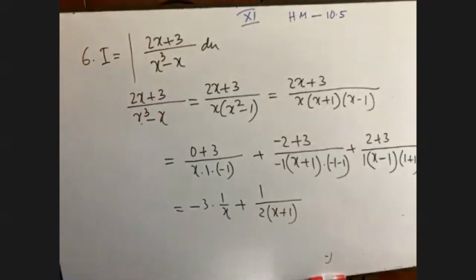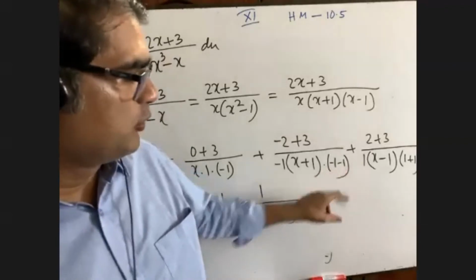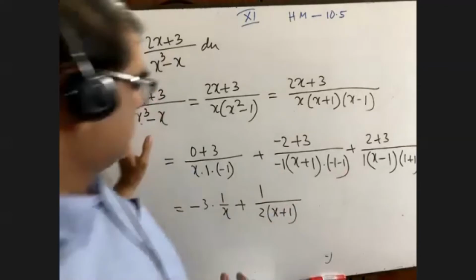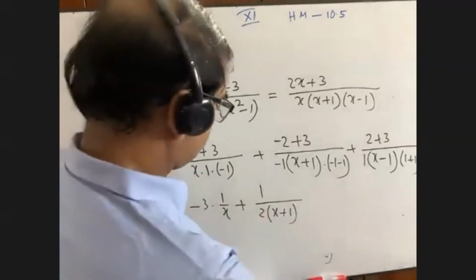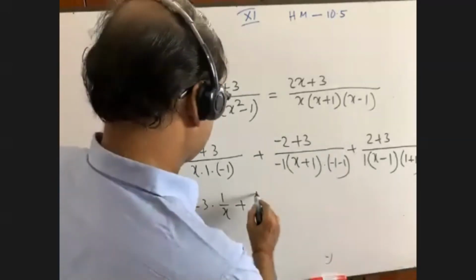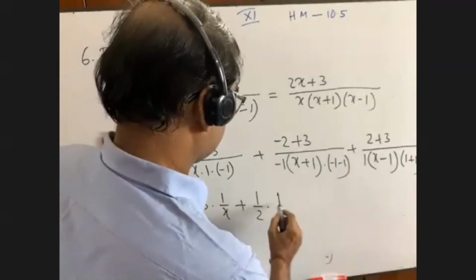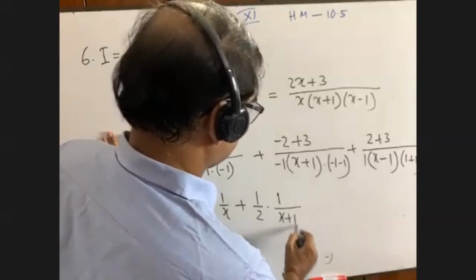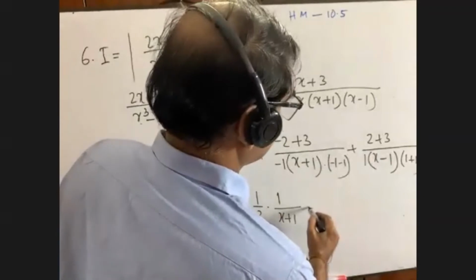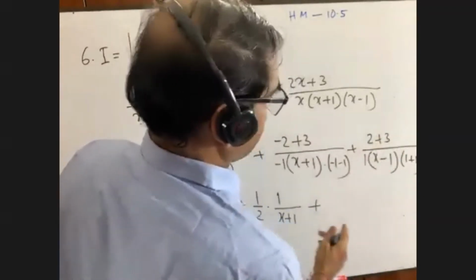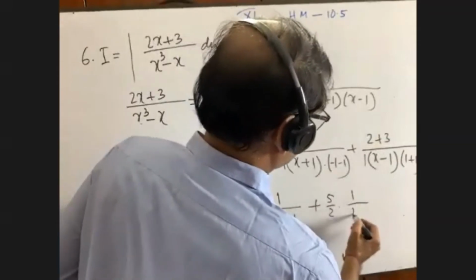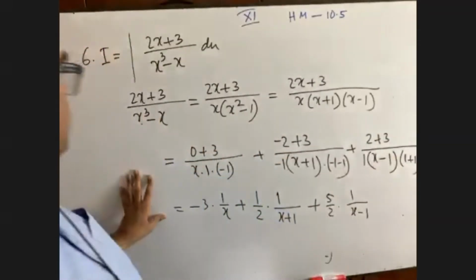I think you are getting me, right? Minus 1, minus 2 into this minus 1, that is only 2. Or it can be written like this: half into 1 by x plus 1. Now this can be written: plus 3 and 2, 5 by 2, 5 by 2 into 1 by x minus 1. Is it?